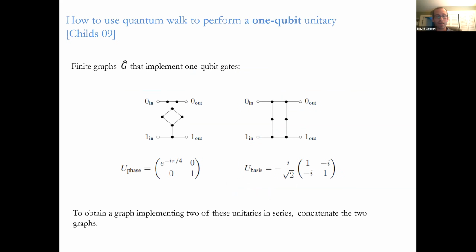Well, Childs showed that the following two graphs implement single qubit gates of the following form: a phase gate that's written here and a basis changing gate that's written here. And these two unitaries, these 2x2 matrices, are a universal set of 1 qubit gates. What that means is that if you give me any other 2x2 unitary matrix, I can give you a sequence of these unitaries that approximates it. So you give me the unitary and some desired precision, and I will give you a sequence of U phase and U basis gates that approximates the unitary you want to within that precision.